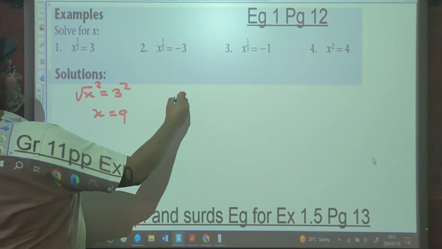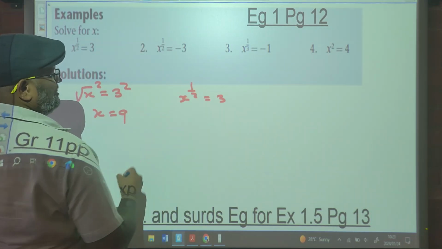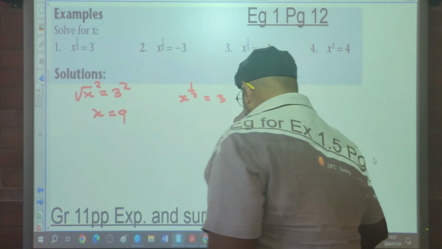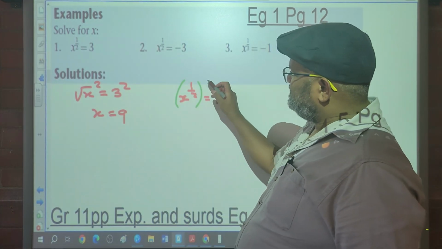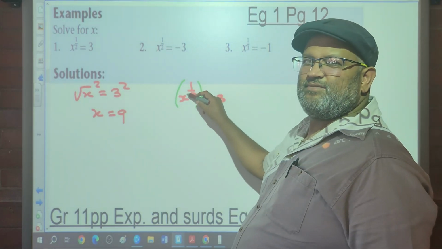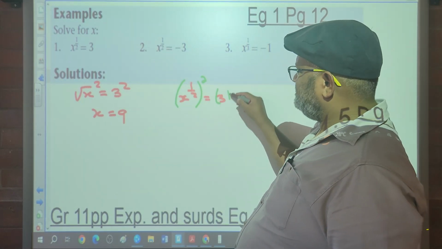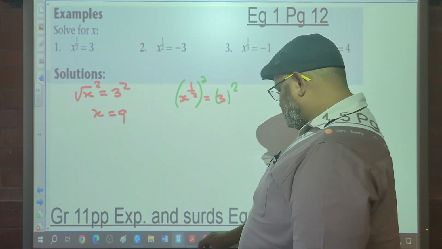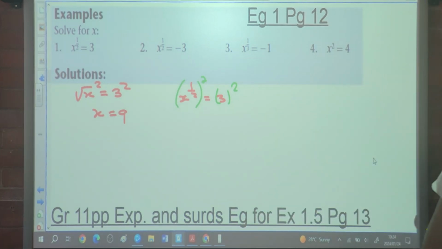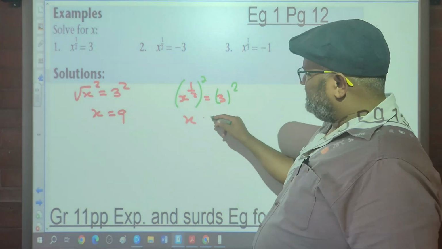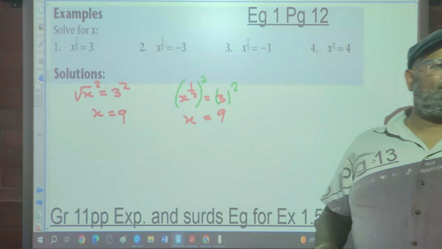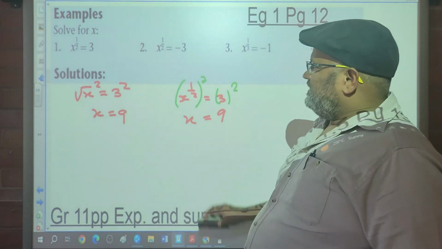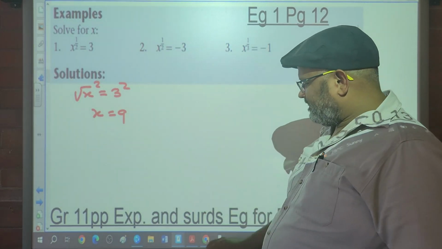There's another way I could have done the same thing. If it's x to the half equals 3, what I do is raise this to the exponent of its reciprocal, which is 2 over 1. And of course that would simply give us 3 squared, which is 9. So x is equal to 9. Okay, you guys understand? Either way will be correct.